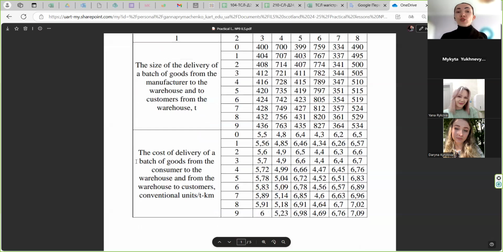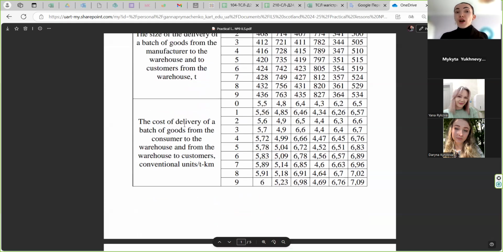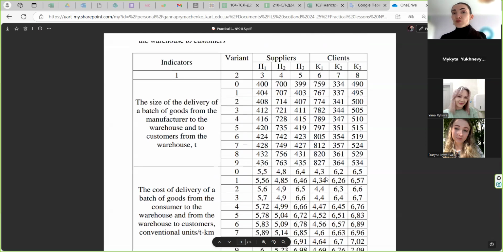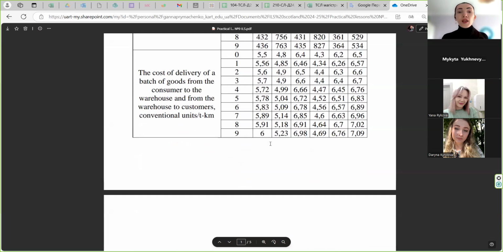Also, we have the information about the cost of delivery of a batch of goods from the supplier to the warehouse and from the warehouse to customers. Also, it is in conventional units. We don't use euros, dollars, hryvnias, or other currencies, only conventional units per 1 ton-kilometer. So we can also find that there is a different cost for every distance.